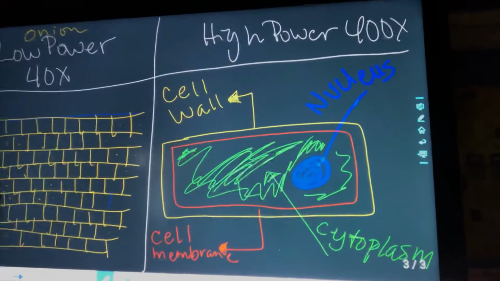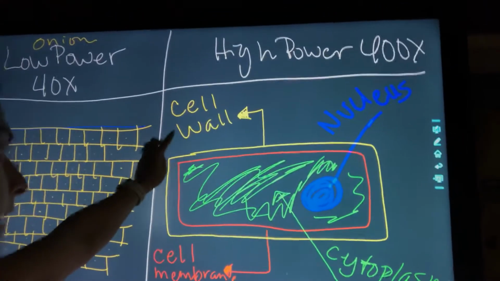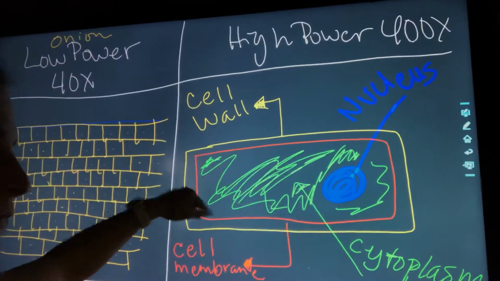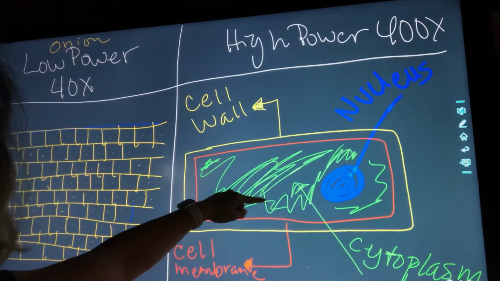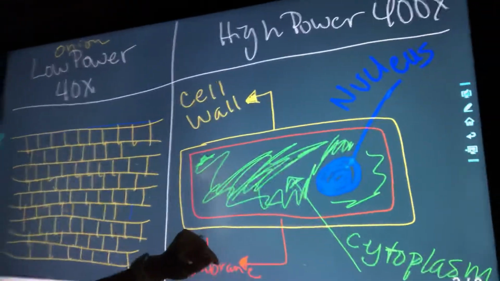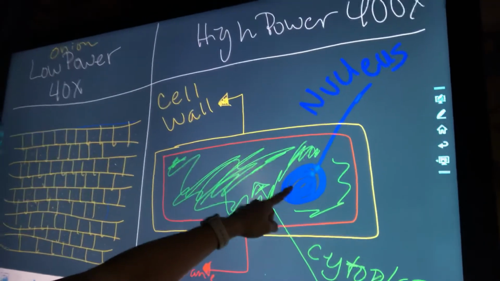So you have your exterior, which is the cell wall. Now the animal cells don't have that. The cell membrane is inside the cell wall. So I use different colors. Cytoplasm is the green color here. It's that jelly that surrounds all the organelles. And the only organelle that you have to list is the nucleus. Okay?